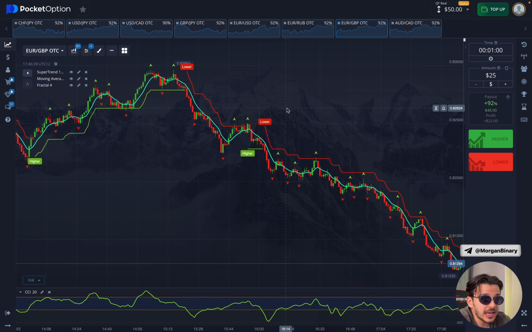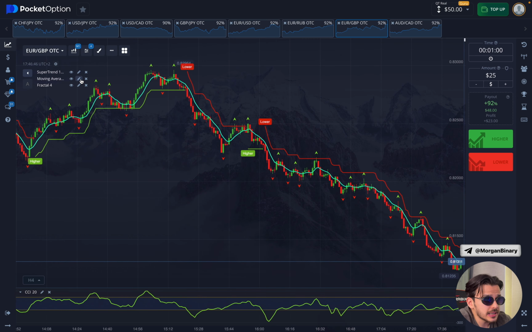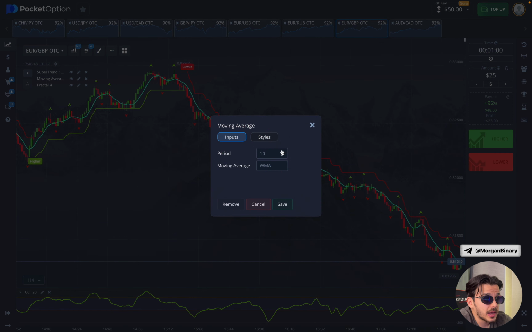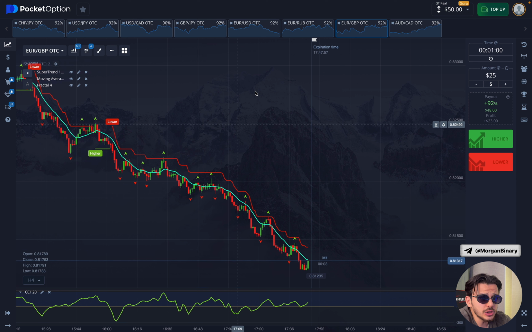And today the indicator bundle consists of the following selection. This is Super Trend with default settings and a weighted moving average with a period of 15, and fractal with a period of 4, and SSI oscillator with a period of 20. In general, it's a not complicated application of this trading strategy.